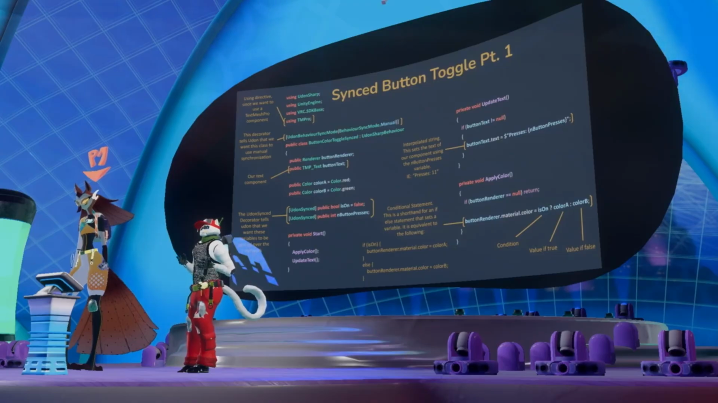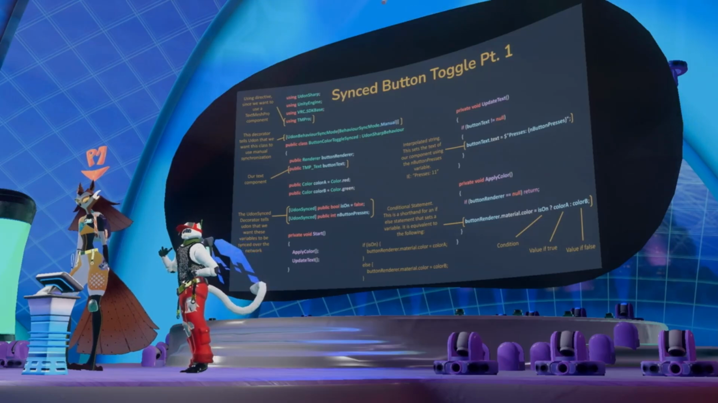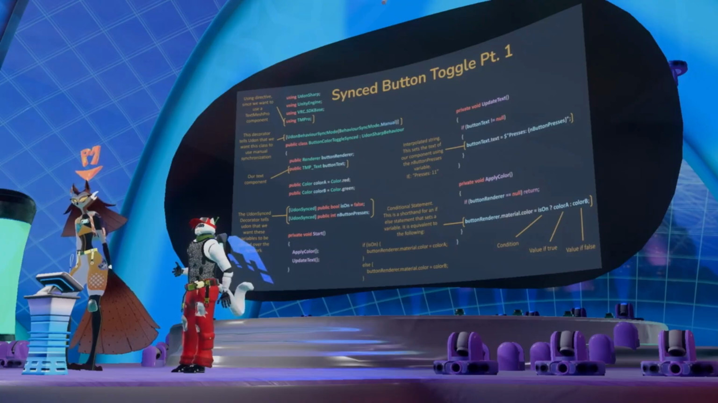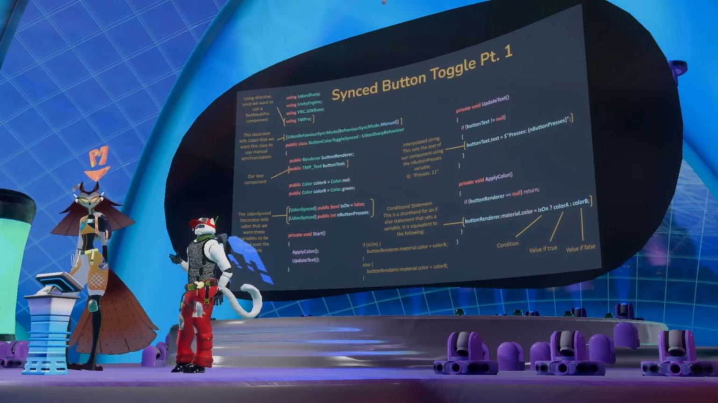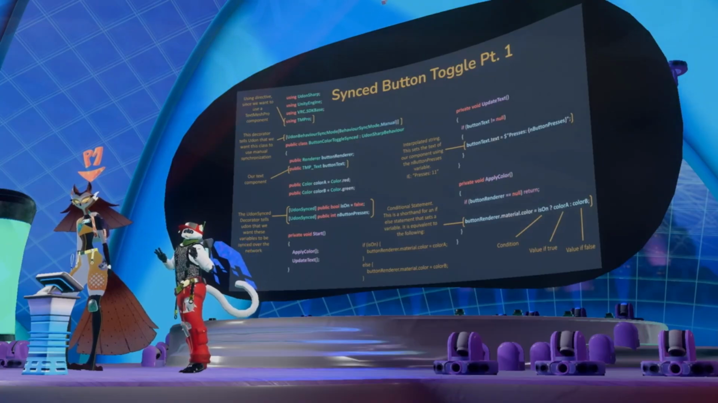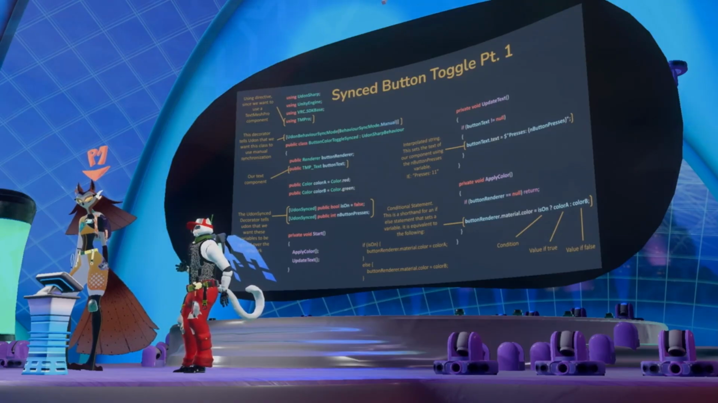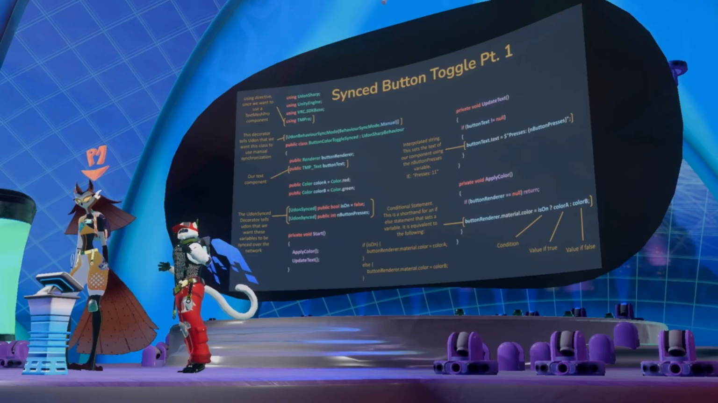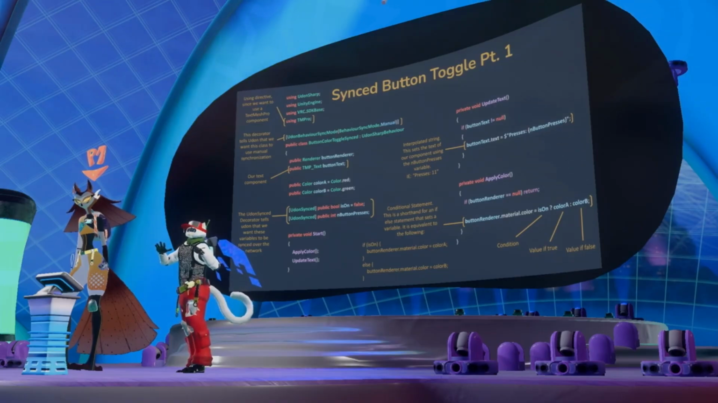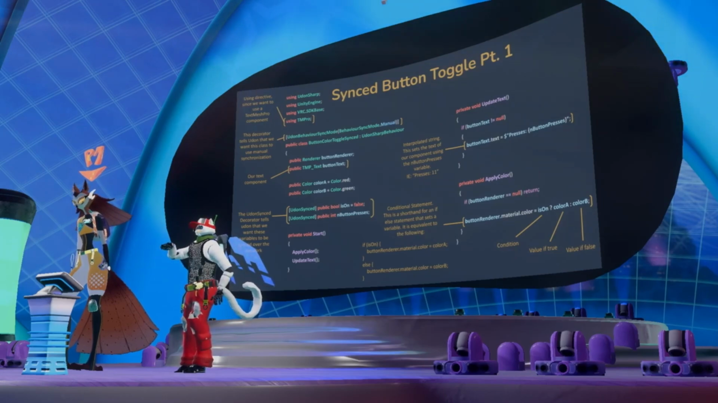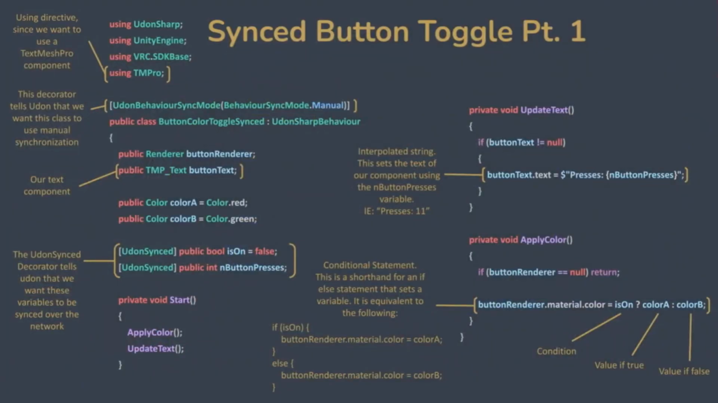Next up, you'll see our start function, where we set everything up in the beginning with our apply color and update text functions. Let's take a look at those. First up is update text. In here, you'll see a kind of spooky looking little thing with a $ sign and some quotes. This is an interpolated string. Basically, we're saying we want to set the text of our little counter to say "Presses: " and then the number of button presses that you see in the curly braces. So this will say something like "Presses: 11", and we'll end up with the result that you saw in the video.